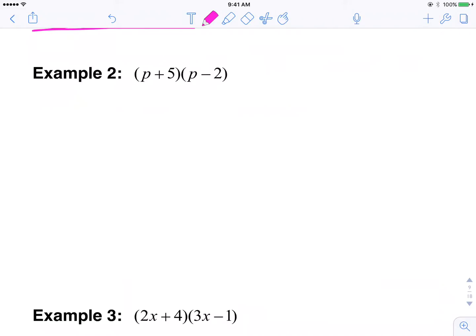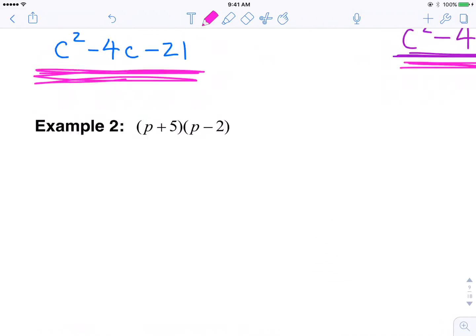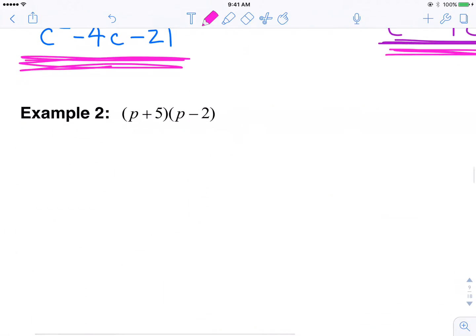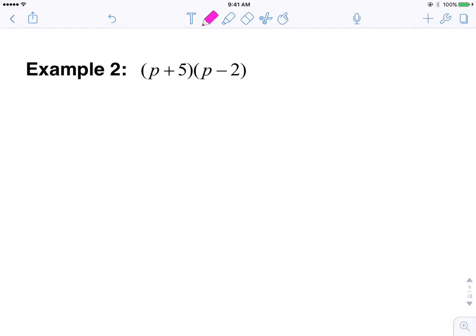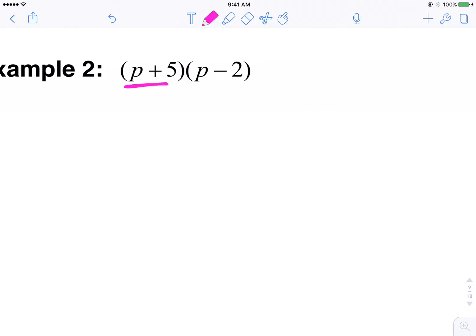So here we go, example 2. What are we expanding and simplifying? Expanding and simplifying this multiplication, p plus 5 times p minus 2. We would call these two terms binomials because they each have two terms. So we're multiplying two binomials together.